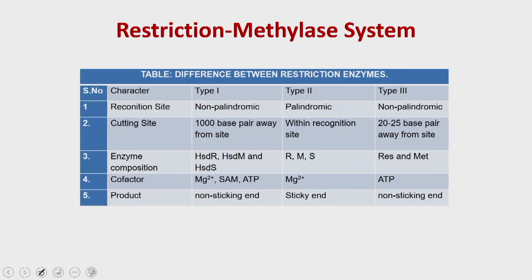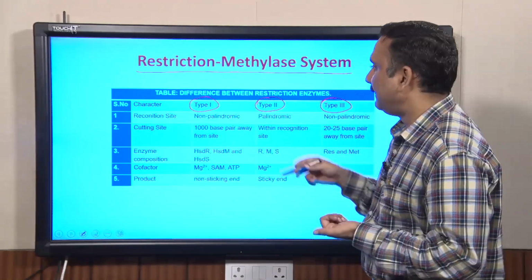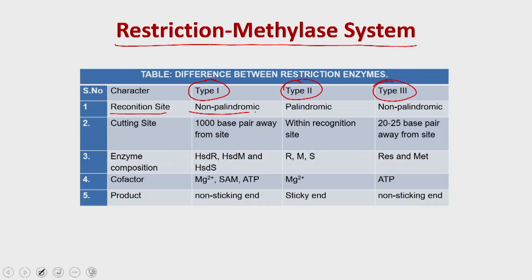Then we have also compared the different types of restriction enzymes present in the system. You have the type 1 enzymes, type 2 enzymes, and type 3 enzymes. They are very different in terms of their properties, their cutting properties, their cleavage site as well as their recognition sites. For example, in the case of recognition sites, type 1 is non-palindromic, type 2 is palindromic, and type 3 is also non-palindromic. Whereas the cutting site is 1000 base pair away from the recognition site for type 1, within the recognition site for type 2, and 20 to 25 base pair away from the recognition site for type 3.